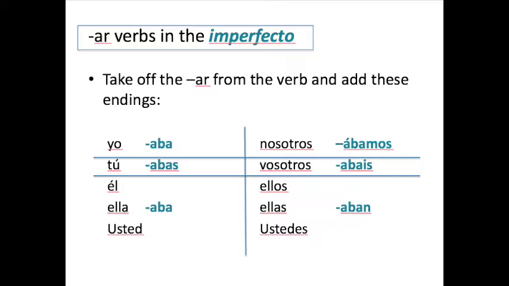Él, ella, usted, aba here and aba here. It's the exact same thing. It's less for you to remember, so that's a good thing. Nosotros ábamos. We're not worried so much about this one, so I'm just going to take it off. And then ellos, ellas, ustedes aban, right?